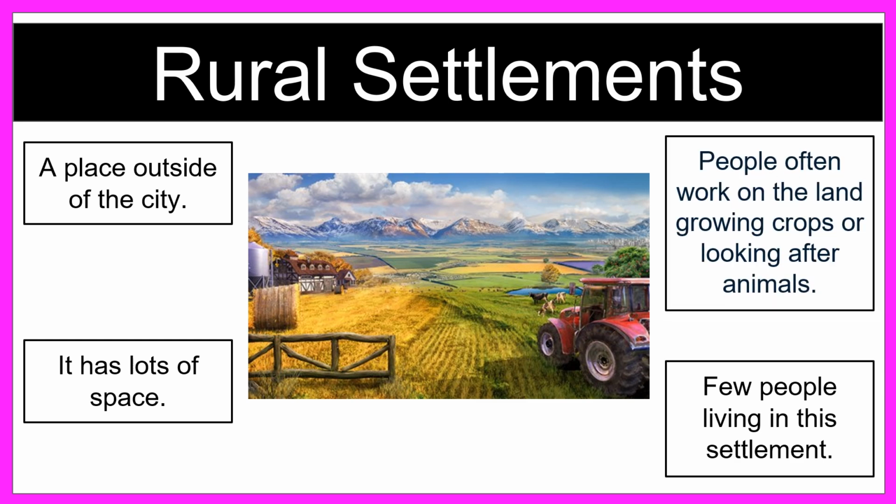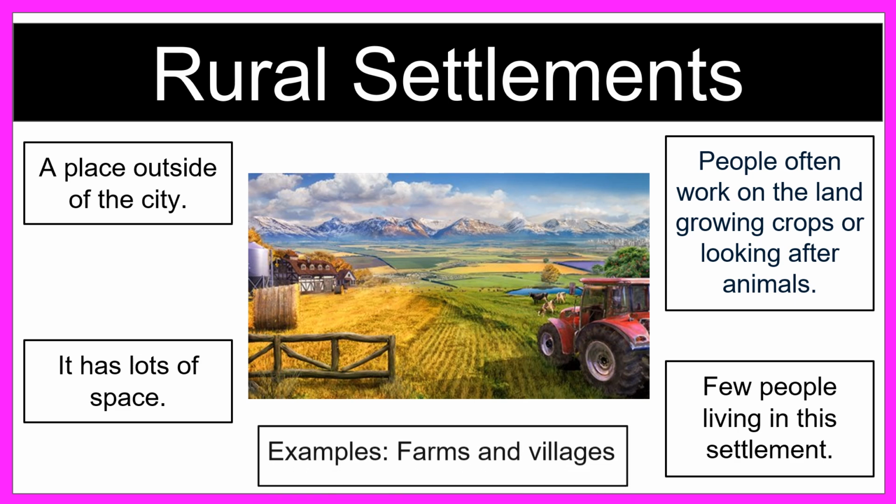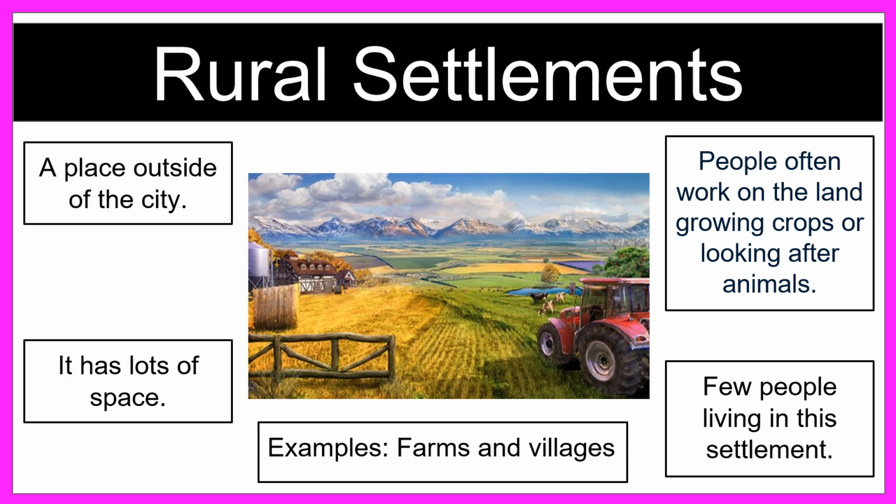And people who live in a rural settlement often work on the land, they grow crops, or they look after animals. So an example of a rural settlement is farms and villages.